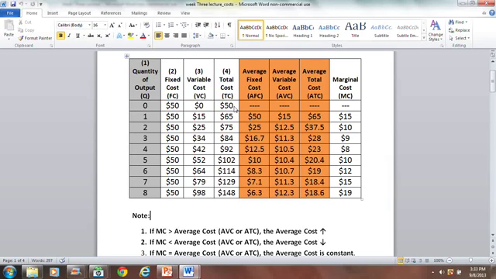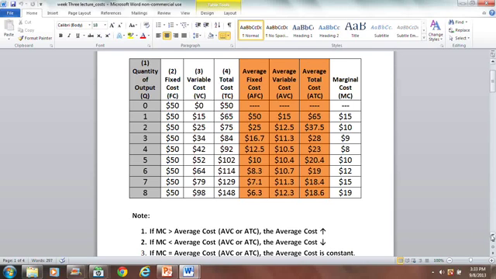Let's see. We start at 0 output with total cost being 50. When the first unit is produced, the total cost increased from 50 to 65. That's a change of 15. Now, when the second unit is produced, the total cost changed from 65 to 75. So 75 minus 65, that difference is 10. So the marginal cost is tracking how, as we produce the next unit, that next unit is affecting the overall cost. And so that gives us the marginal cost column.